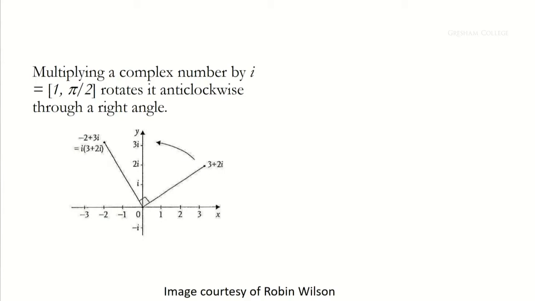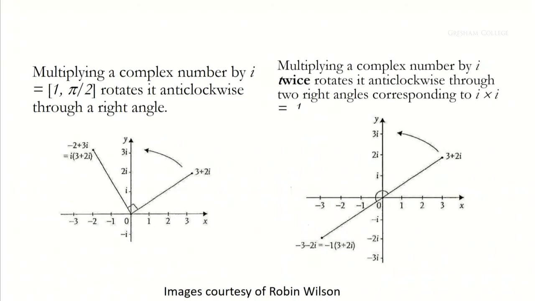So that was such fun, let's do it again. Let's multiply a complex number by i twice. Well, the first one rotates it by 90 degrees, which was the one over here, and the second multiplication by i rotates it by another 90 degrees. So the answer, starting off with 3 plus 2i, you end up with minus 3 minus 2i, which is what you would expect, because what is multiplying by i twice? That's i squared, and we know i squared is minus 1.